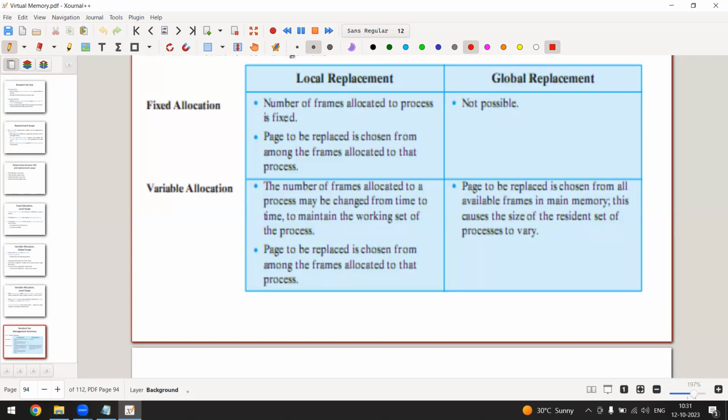One more combination is not possible. Remember that fixed allocation and global replacement is not possible, because if you have global replacement, then you cannot have fixed allocation. It may be possible that all pages of your process get swapped out due to a fault generated by another process, so your process may have to unexpectedly terminate. That's why fixed allocation and global scope is not possible.